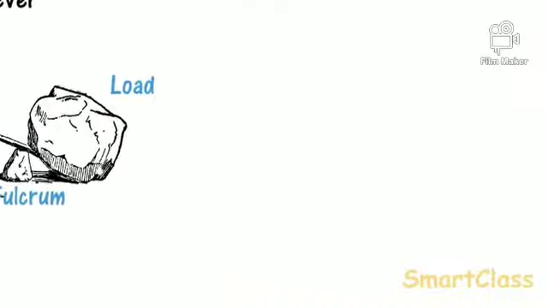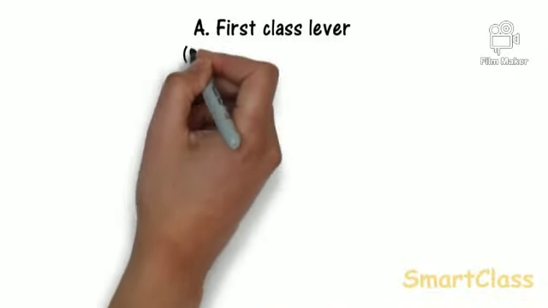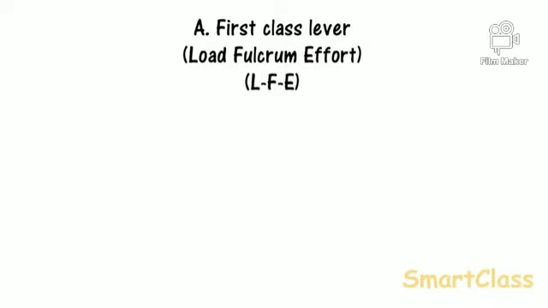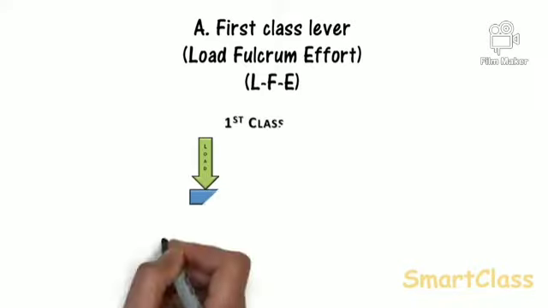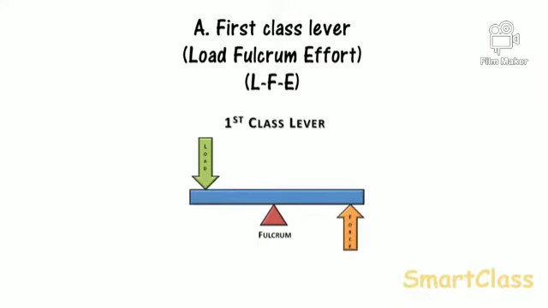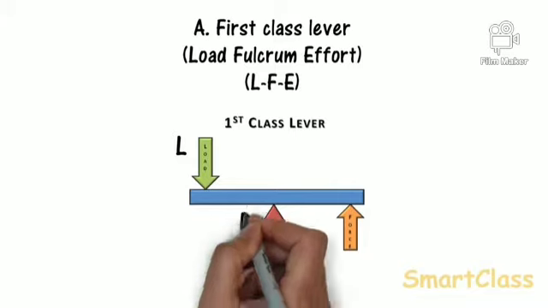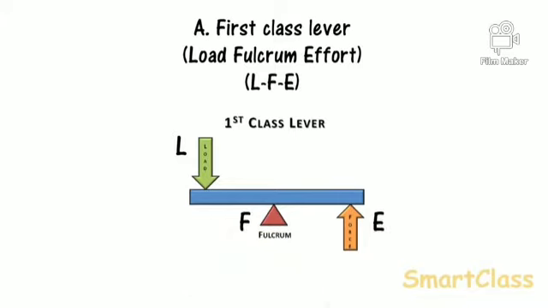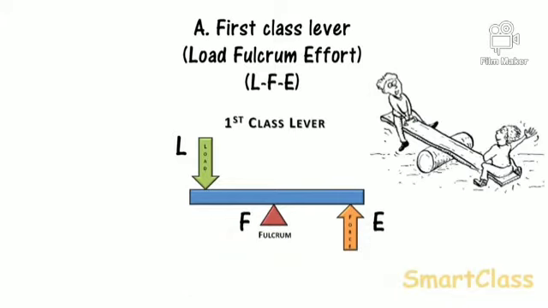Depending on the position of effort, load and fulcrum, levers are classified into 3 types. The first type is first class levers or load fulcrum effort, or LFE. In this type of lever, the fulcrum is placed between the effort and the load. The seesaw is an example of a first class lever. Other examples are pliers and scissors, which are also first class levers.